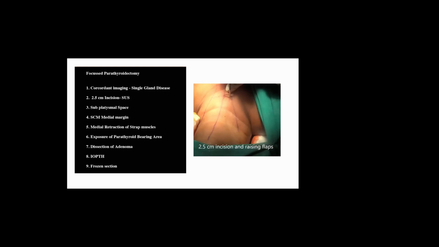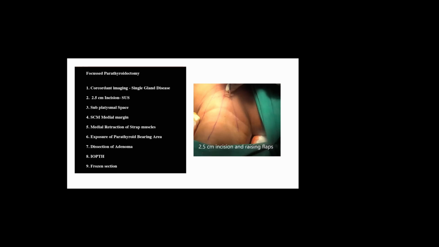Then go into the subplatysmal space. You can have two approaches now. If it is close to the midline, dissect from the midline and then deliver the gland. Or if it is a little bit lateral, then you can use a lateral approach. So go lateral to the strap muscles, and from there you can approach the gland. So expose the parathyroid bearing area.